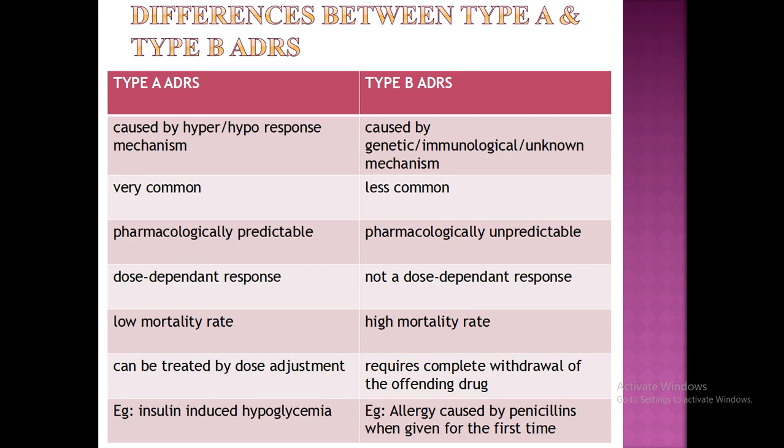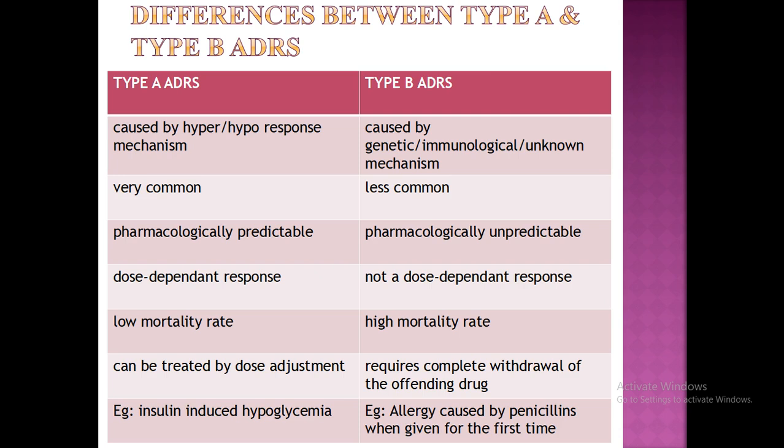Differences between type A and type B adverse drug reactions. So type A ADRs are caused by hyper or hypo response mechanism. Type B ADRs are caused by genetic or immunological or unknown mechanism. Type A ADRs are very common, type B are less common. Type A ADRs are pharmacologically predictable, but type B ADRs are pharmacologically unpredictable. Type A ADRs are dose dependent response.